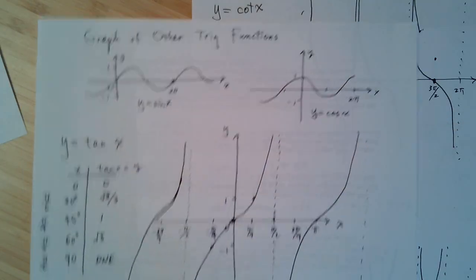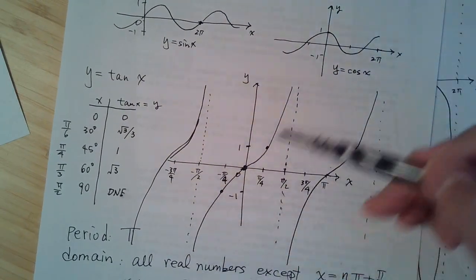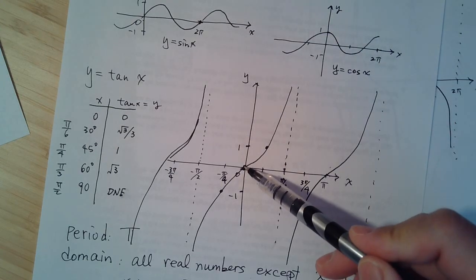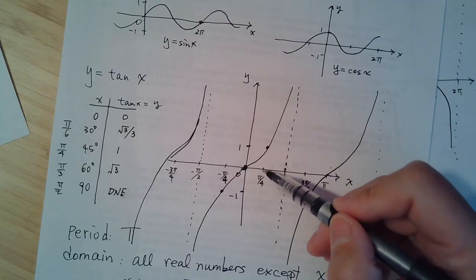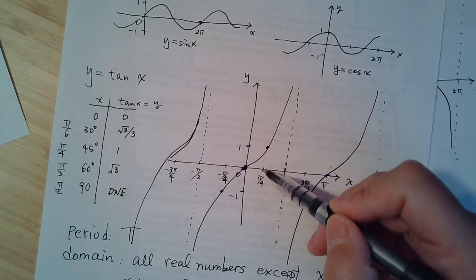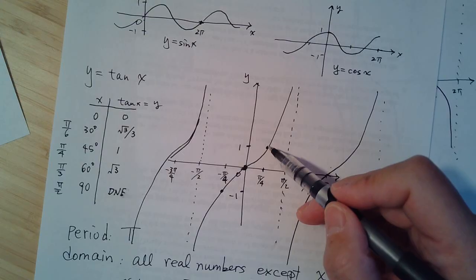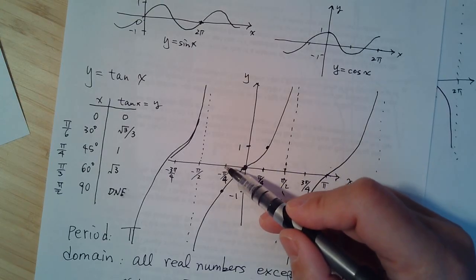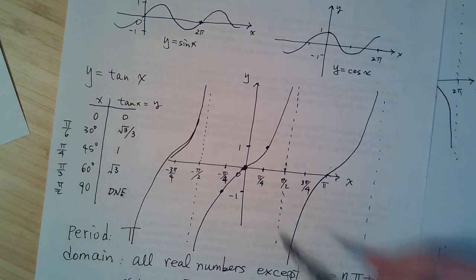And then tangent goes up, passes through 0, 0, and has a period of pi. And there's a key point. See, 45 degrees and negative 45 degrees. So at 45 degrees tangent is 1, and at negative pi over 4, or negative 45 degrees, tangent is negative 1. Yeah, that's a key point. So that's the shape of it.